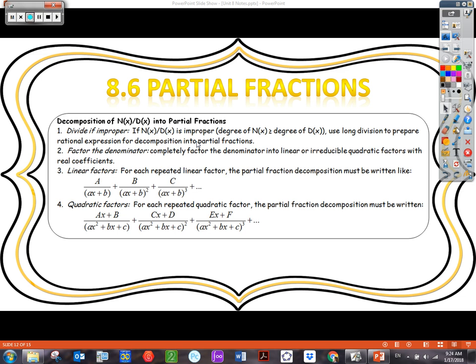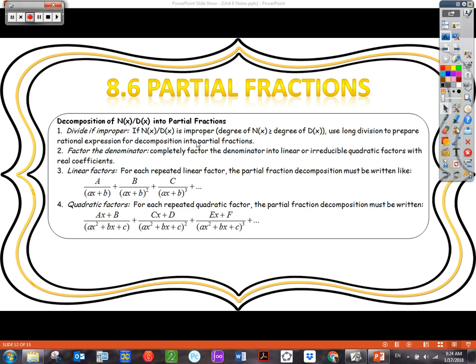All right, let's take a look at today's lesson. We're going to be looking at partial fraction decomposition today. This is a pretty important concept for us actually in BC calculus. In BC calculus, in calculus 2, we do partial fraction decomposition.